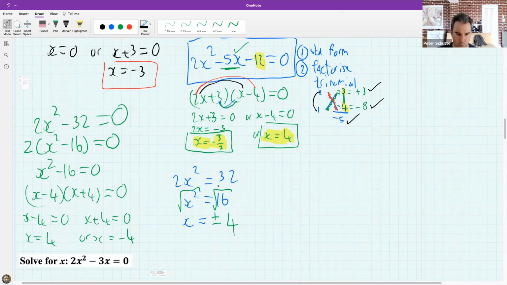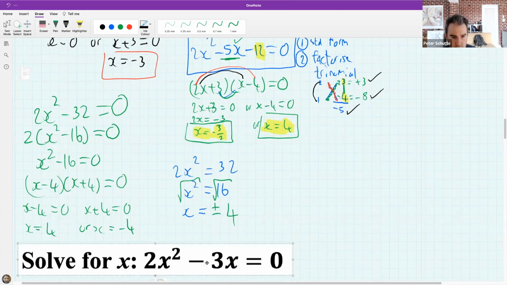Let's try one more before the break. I want everyone to try and do 2x squared minus 3x is 0. And while you are working on that, I'm going to try and answer a few more of these questions.